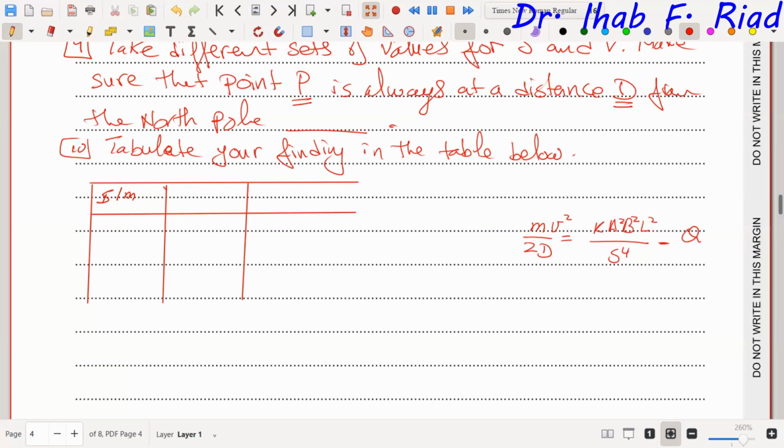We need the V. V, right? And what are the units for V? Meter per second. Meter per second, right. What else? Or are we good? Then we will make Y equal mx plus c to find.